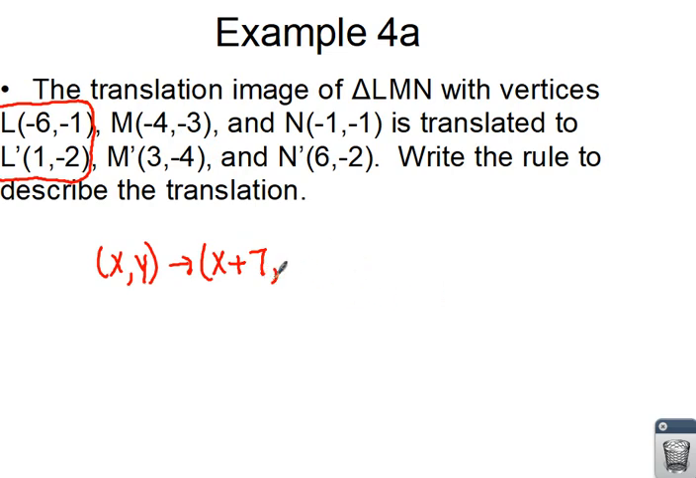And then on the y's, I go from negative 1 to negative 2. That would be y minus 1, because negative 1 minus 1 gives me negative 2. And you can check this with all the other ones. If I take negative 4 plus 7, I get 3. If I take negative 3 minus 1, I get negative 4. Okay, so our rule works.